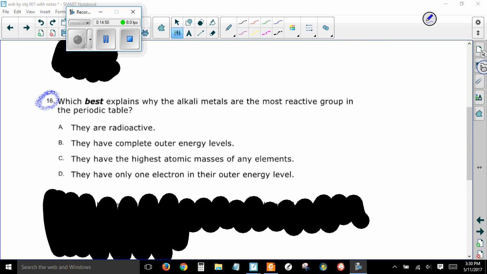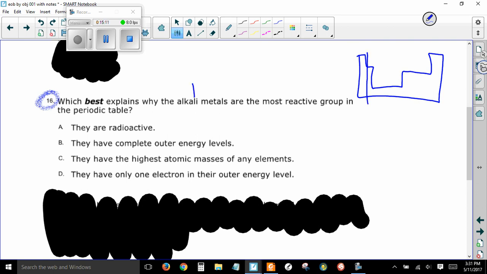Which best explains why the alkali metals are the most reactive group in the periodic table? So you're going to have a periodic table for the EOG, but you still need to know how to use it. So let's talk a little bit about the periodic table. The first group, the alkali metals, okay, this is group number 1. They are the most reactive.